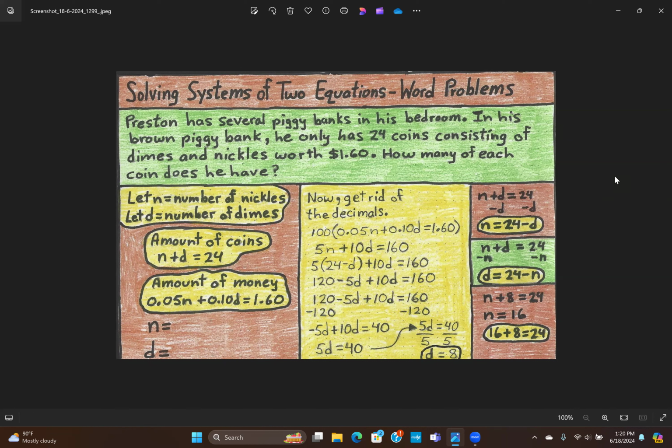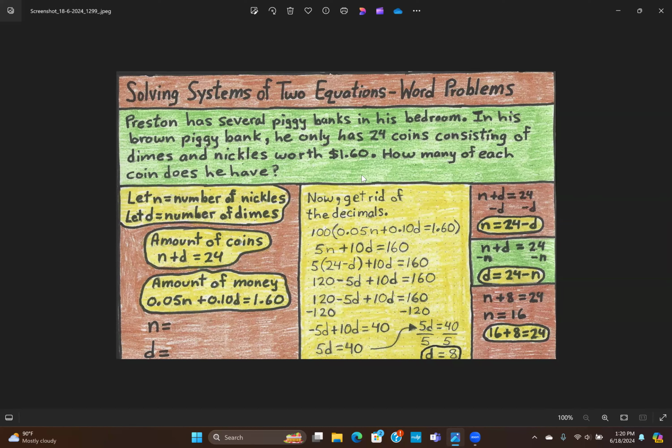And so again, Preston has several piggy banks in his bedroom. In his brown piggy bank, he only has 24 coins consisting of dimes and nickels worth $1.60. And the question is, how many of each coin does he have? Well, let's take a look at it this way. He has 24 coins and he only has dimes and nickels, and those dimes and nickels are $1.60 when you total them up. And we know that a dime is worth 10 cents and a nickel is worth 5 cents.